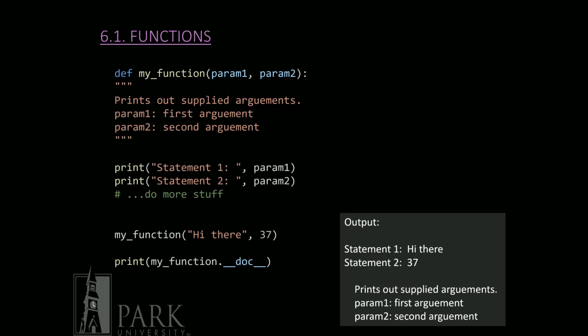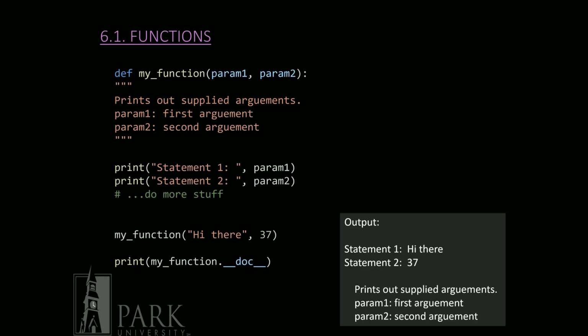As an example, if we were to call this function and print out the doc dunder attribute, this is what it would look like. Here we are calling my function and passing in "hi there" and 37. It's going to go up to my function, print out statement 1 using the "hi there," and print statement 2 with the 37. You can see that in our simulated output here. And then if we print my function.doc, it's going to print out what we have in our quotes right here.